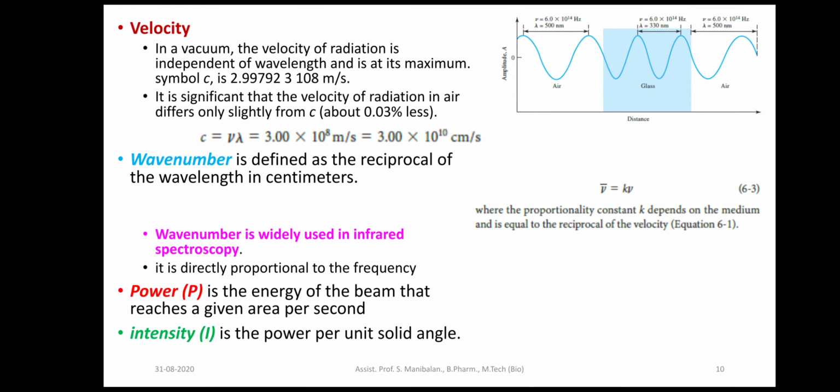Okay, it is directly proportional to the frequency. We already knew that. Power is the energy of the beam that reaches a given area per second. How much beam, or how many photons, reach the area per second is called power. Intensity, another important term we should come across in our studies, is the power per unit solid angle, which is nothing but the concentration of photons traveling along with the light rays or electromagnetic radiation.